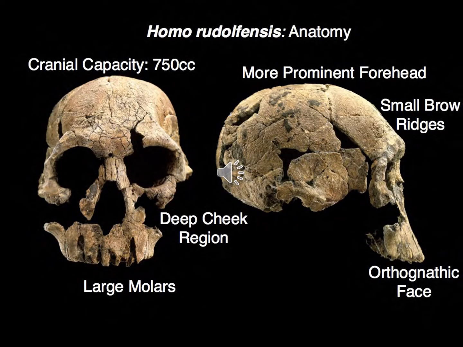The cranial capacity on this specimen, as well as others that are dubbed rudolfensis, is around 750 cc's. You can see the face is flat. It has a more prominent forehead, and it has a much larger, rounder cranium. So, some of these features, when you compare them to the habilis material, it's tough to really decide whether it's one species or two.